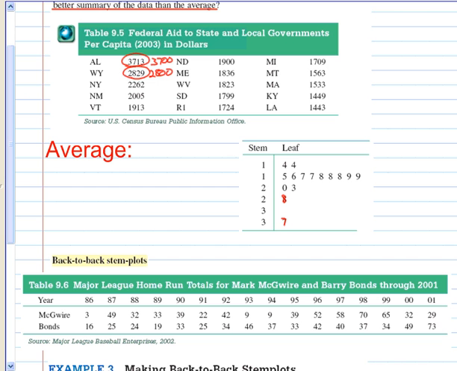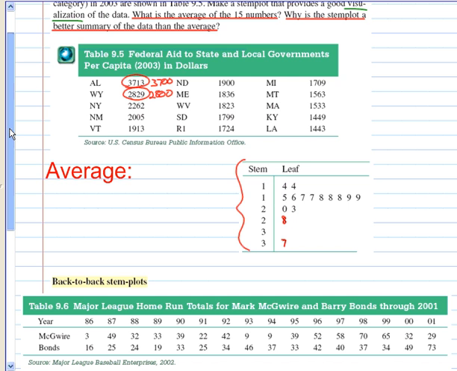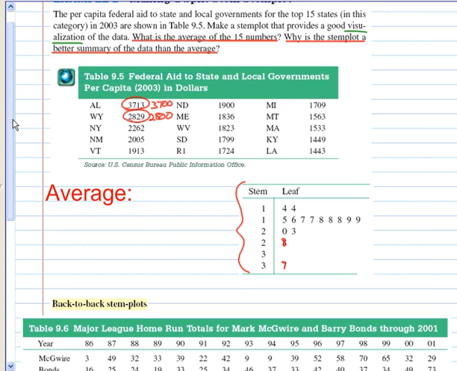Now that we have this nice stem and leaf plot, it's very easy to visualize the data. They say, what is the average of the 15 numbers? Get your calculators out, and let's actually find the average. Let's do the actual values. So here we have a set right there, a set right there, a set right there, and there happen to be 15 of them. So go ahead and enter them all in, add them all together, divide by 15. Actual number, not the rounded, but the actual number.